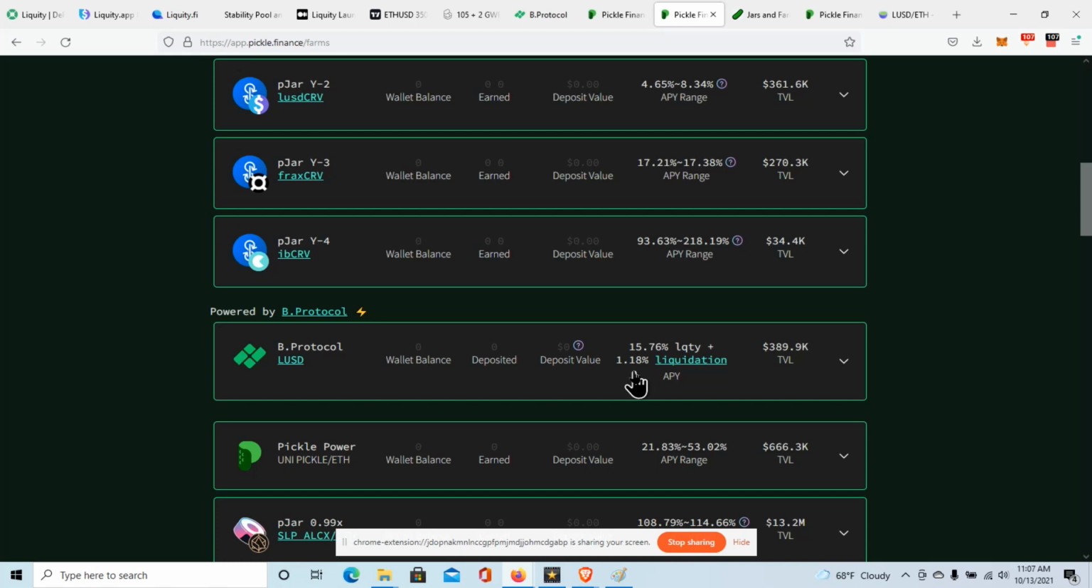So this is kind of the magic of DeFi. Everything is kind of linked together. Everything works together. Everything's composable, and it's really great.